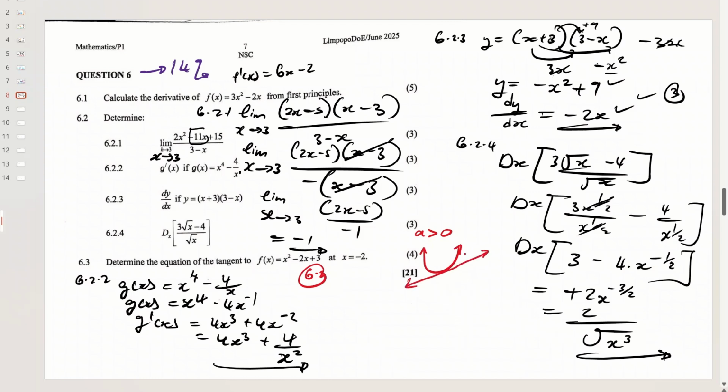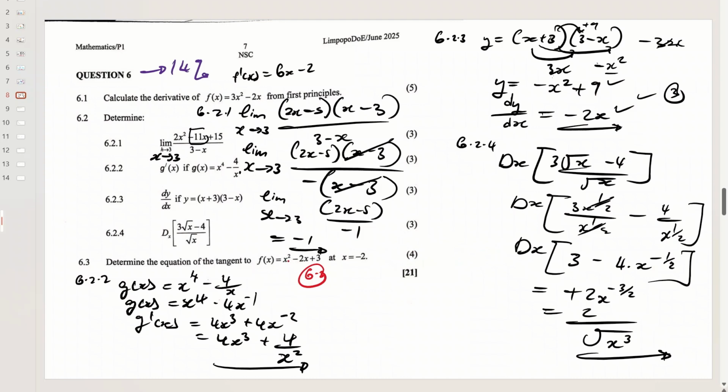What do you know from what I told you? I told you that the gradient of the curve and the gradient of a straight line are exactly the same at x equals negative 2, since they gave you that point. If they didn't give you that point, it would be at x equals a. Understand? So now we have to take the derivative.